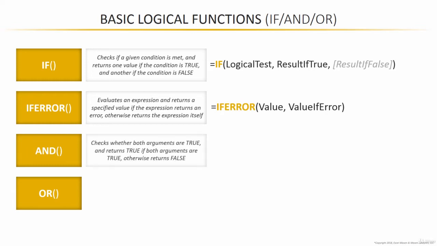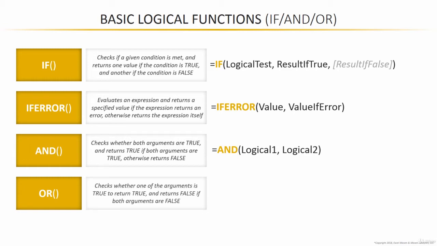Next up, we've got and, which kind of speaks for itself. It checks whether 2 arguments are both true and returns true if that's the case, otherwise false. So the syntax looks like this. You just plug in 2 arguments, 2 logical statements. Or is very similar, except instead of checking whether both arguments are true, it checks whether one of the 2 arguments is true. So same syntax, just using or instead of and.